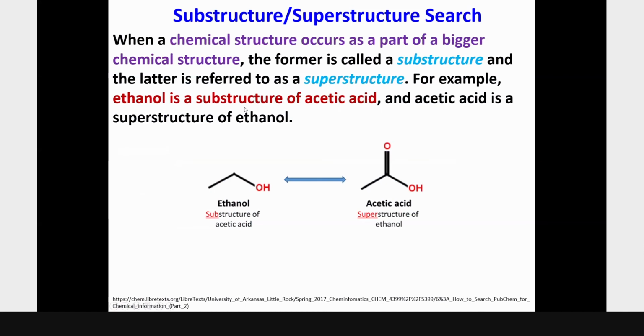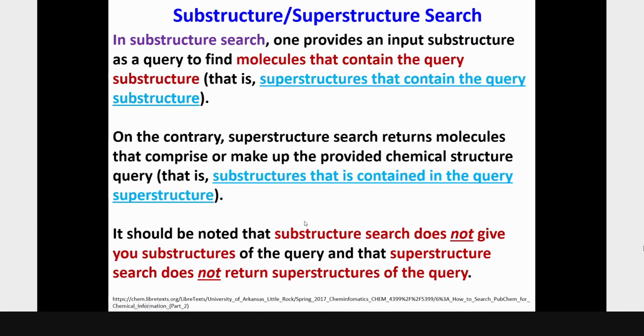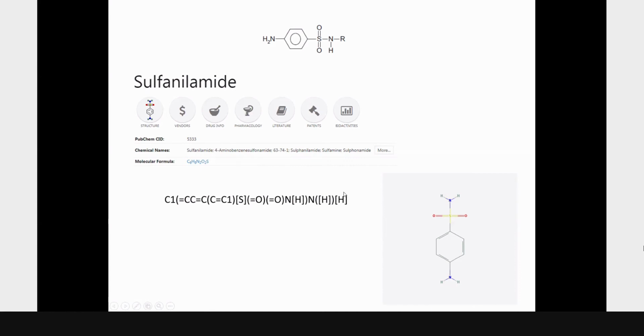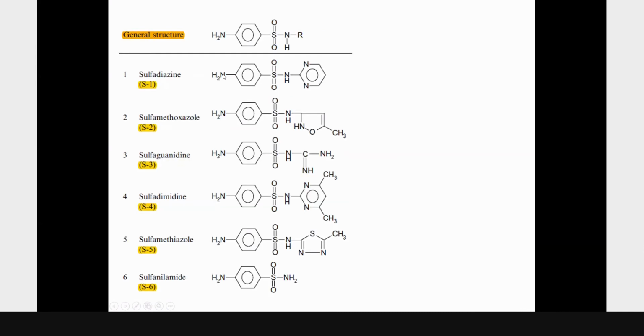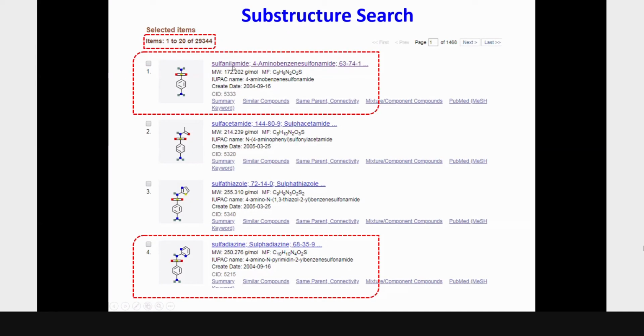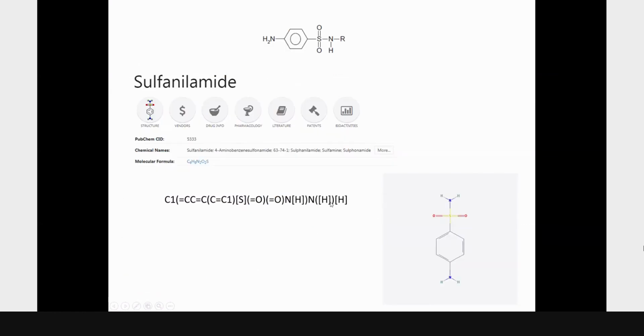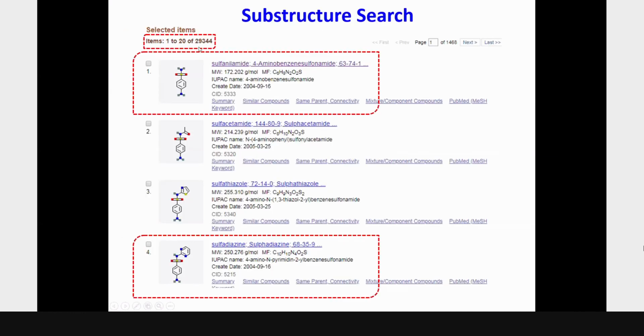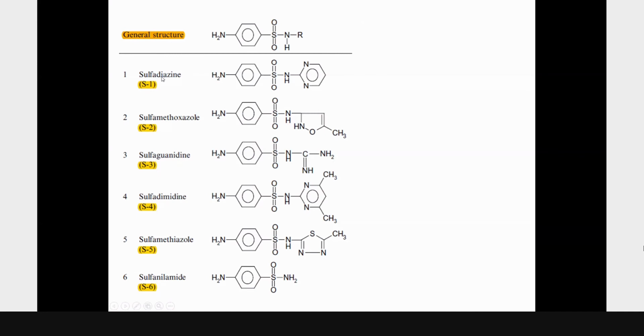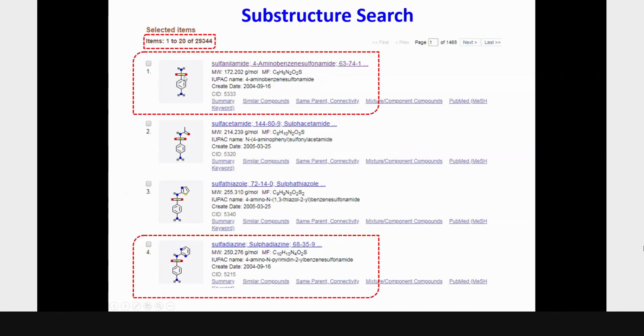If you see here, the component where I changed this R group with H is called sulfanilamide. When you do this kind of substructure search, you will always get so many compounds where this particular structure matches. It will give you each and every compound. There are 29,344 compounds where this particular substructure is available. This compound number one always matches the query you had, so this particular one matches sulfanilamide, and it is given at number one.